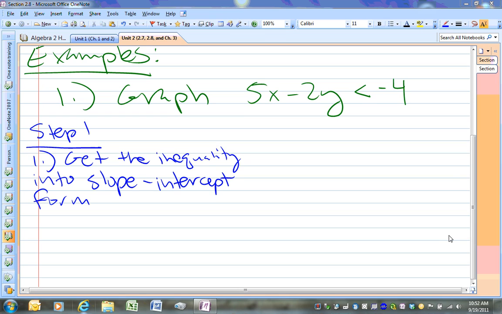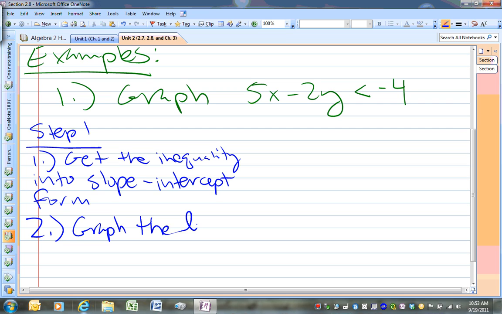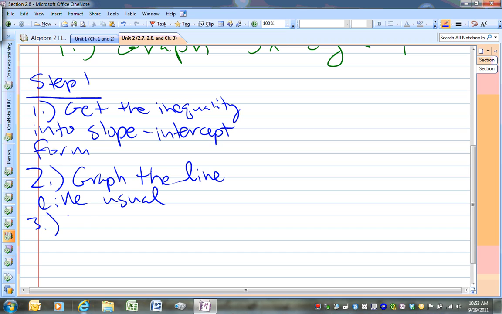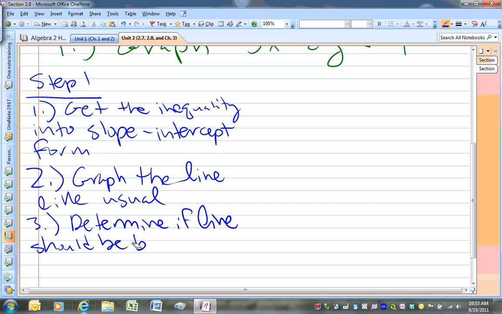Okay, I'm back. So the first step is you want to get the inequality into slope-intercept form. The second step is to graph the line like usual, which we'll talk about. And the third step is to determine if the line should be dashed or solid. And the fourth step will be the shade.